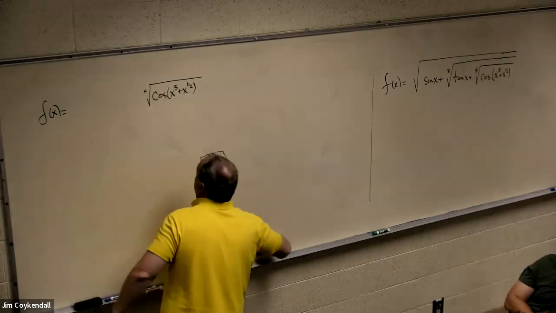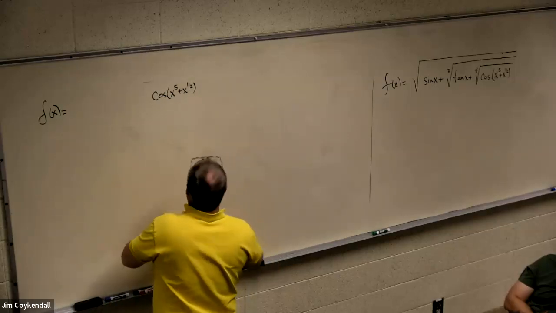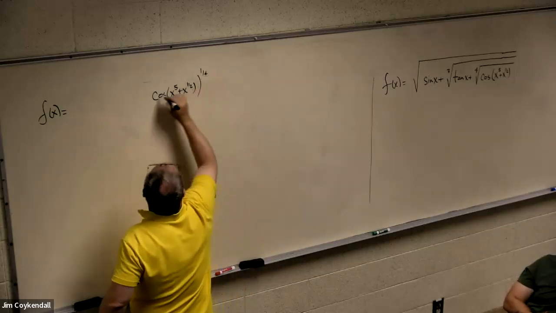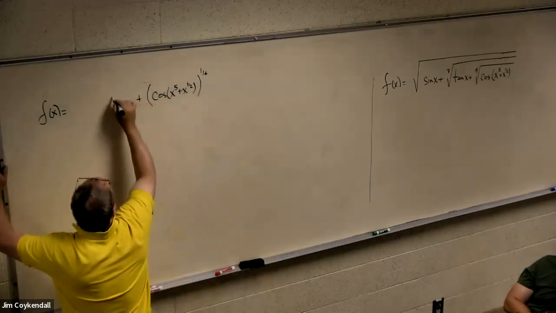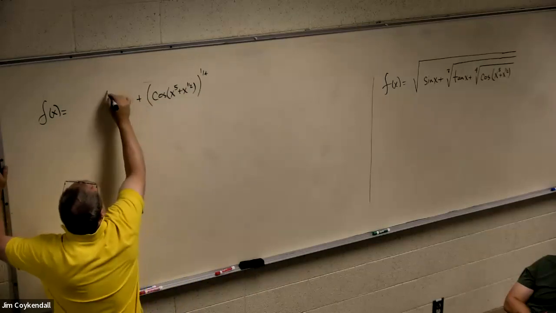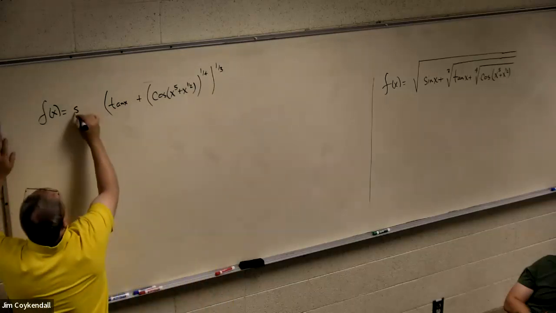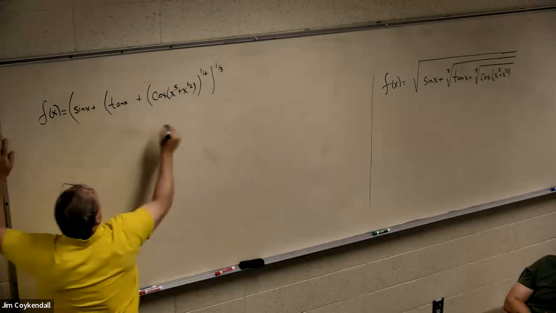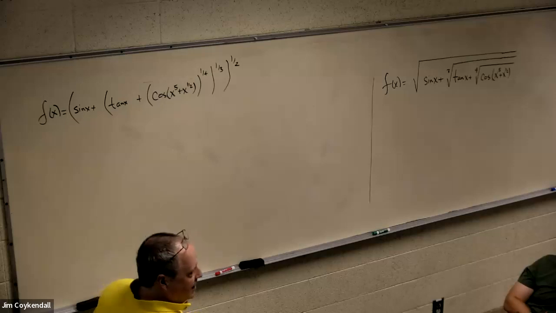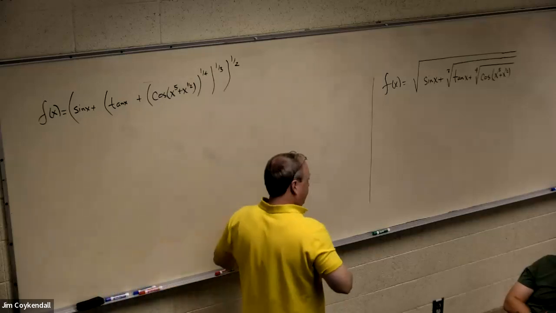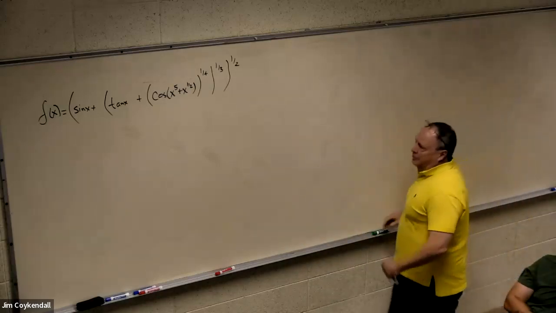Take the fourth root of that. And then I would add tangent x to it. And I would take the third root of that. And then I would add sine x to it. And I would take the square root of that. So that's my custom rewrite.